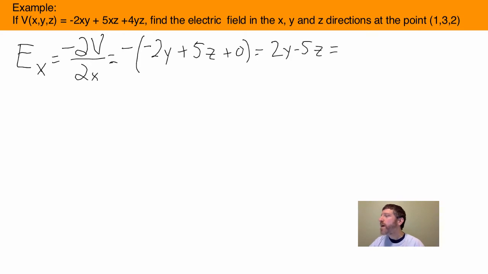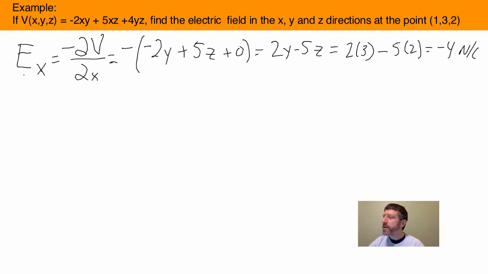To find the magnitude, I just plug in these numbers right here. This will be 2 times 3. Again, all I'm doing is plugging in these numbers there. 2 times 3 minus 5 times z, which is 5 times 2. That gives me 6 minus 10, which is negative 4 newtons per coulomb in the x direction.